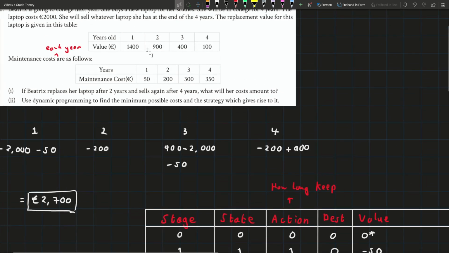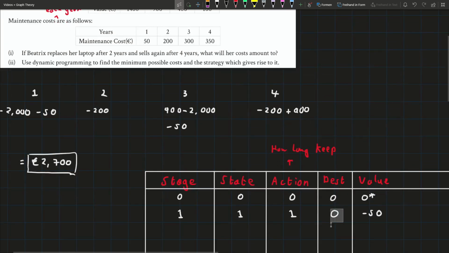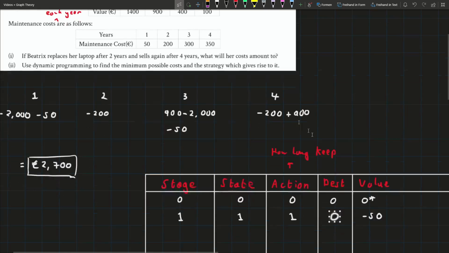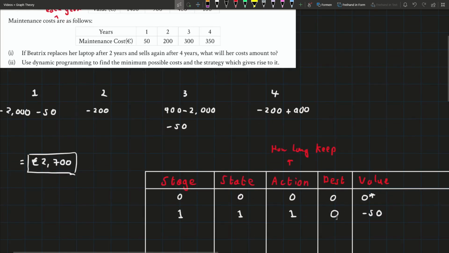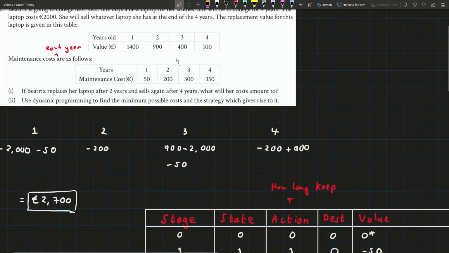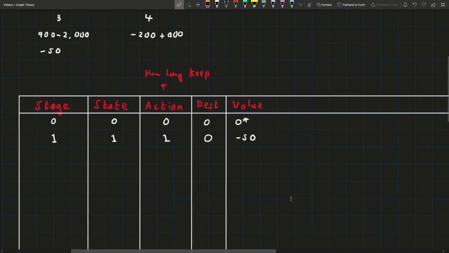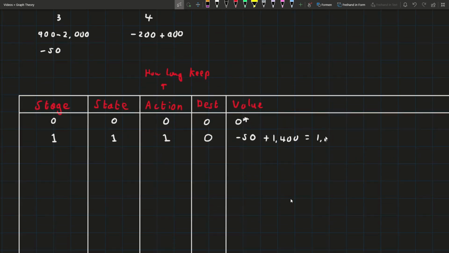And then since it's 1 year old, remember we sell it at the end. It says that she will sell whatever laptop she has at the end. The end is when there's 0 years left. So this is the end. So she's going to sell it at the end. It's going to have a value of 1,400. So we'll have minus 50 plus 1,400 gives us 1,350. That's the only option here, so we'll give that a star.